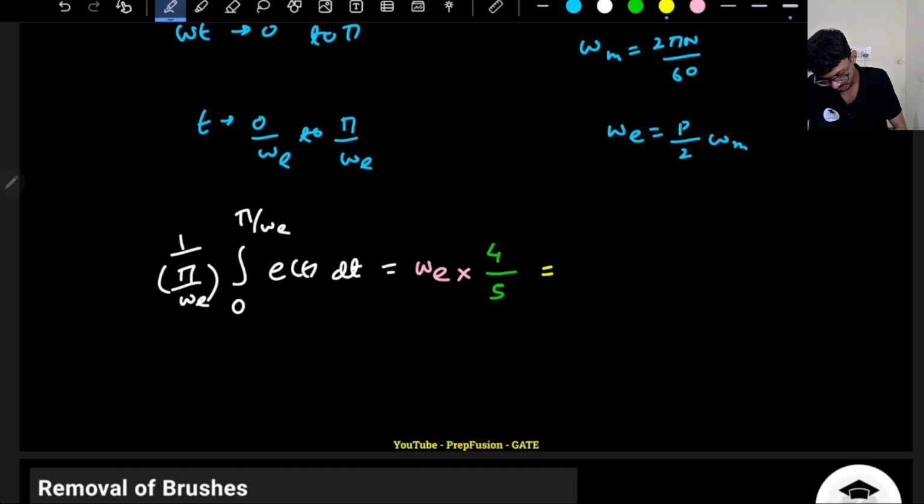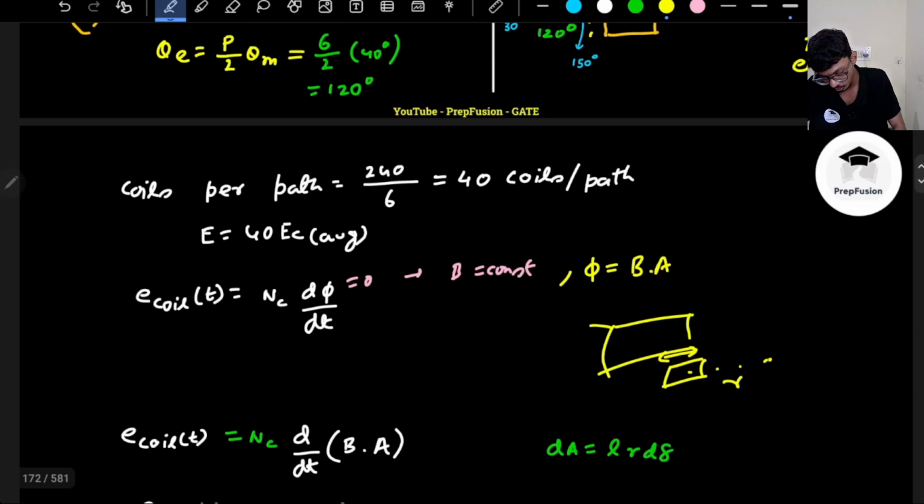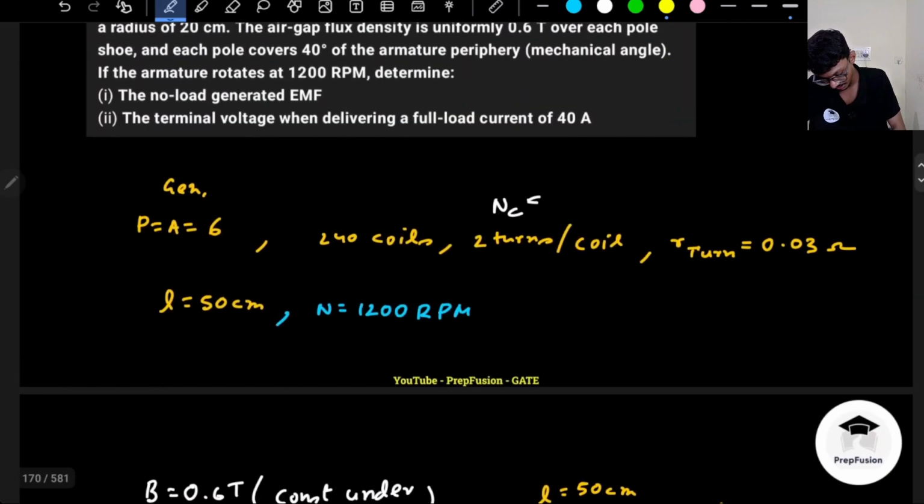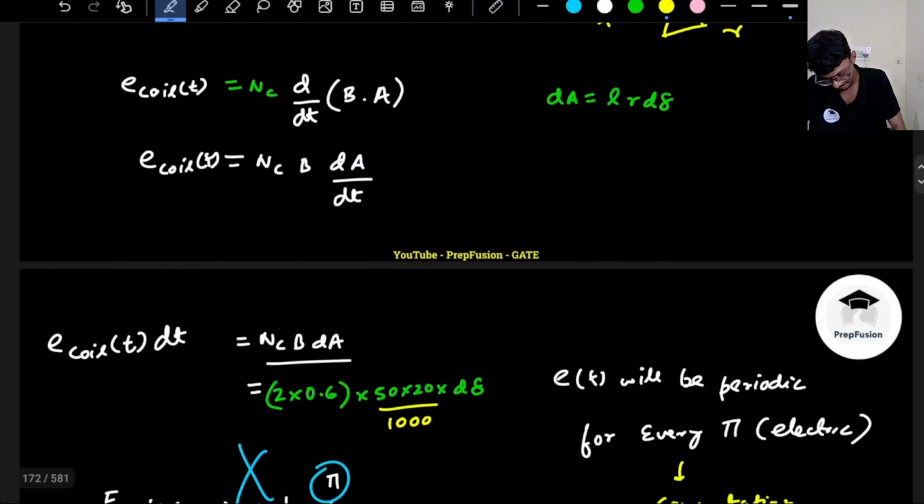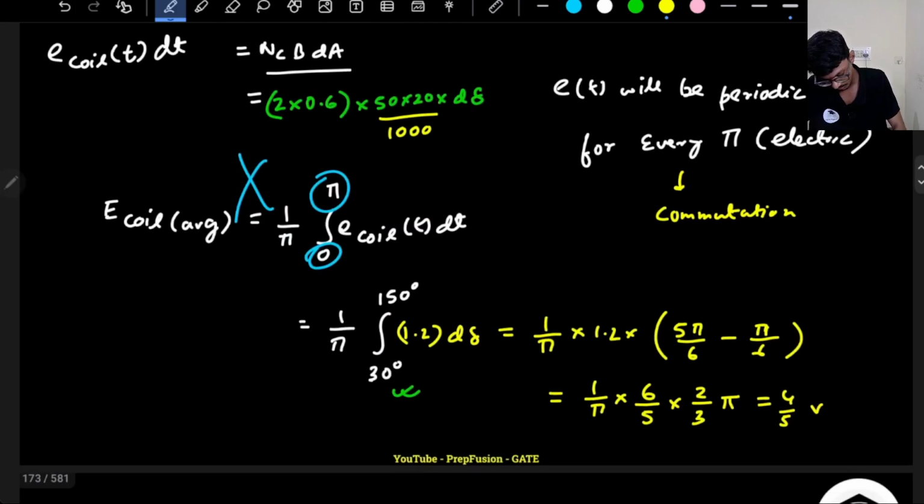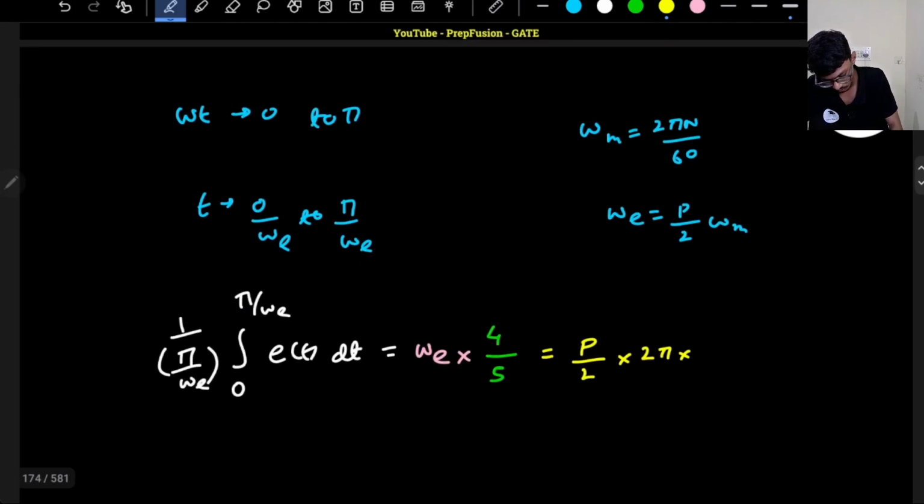So how much is omega e? I don't know omega e, but I know omega m. So omega e is p by 2 into omega m. What is omega m? Omega m is 2 pi N by 60. N is what? It is rotating at 1200 rpm, right? It is rotating at 1200 rpm. So this will be 1200 divided by 60 into 4 by 5, and p is basically 6, correct?